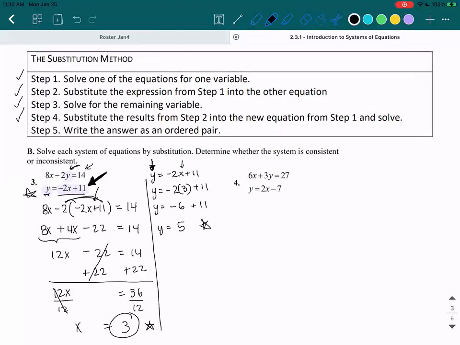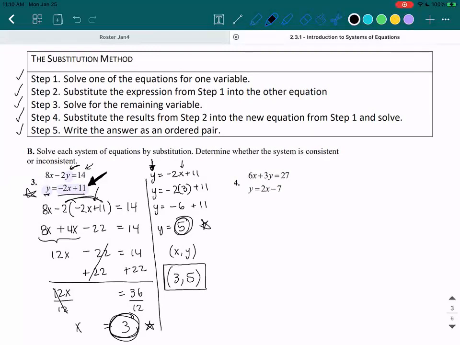Step 5, the most simple step, is writing your answer as an ordered pair. Remember, an ordered pair is always x comma y. So we're going to write our x first, then our y next. And this is your final answer. 3, 5. We've gone through all 5 steps and we got our final answer.